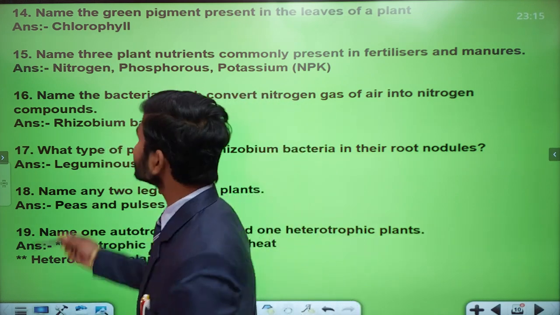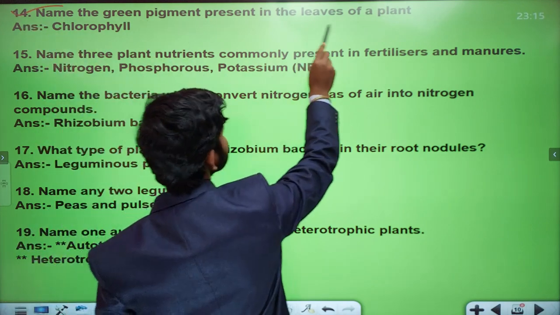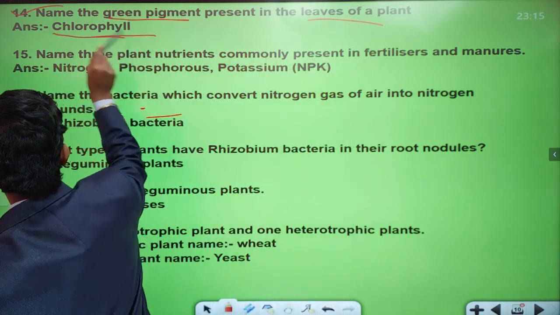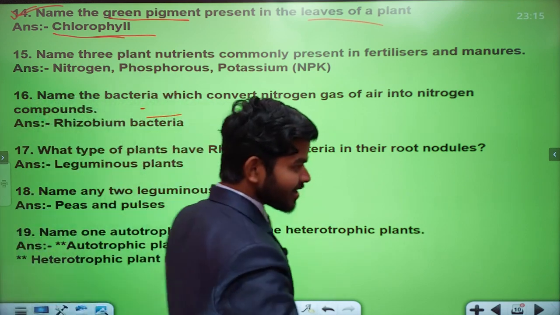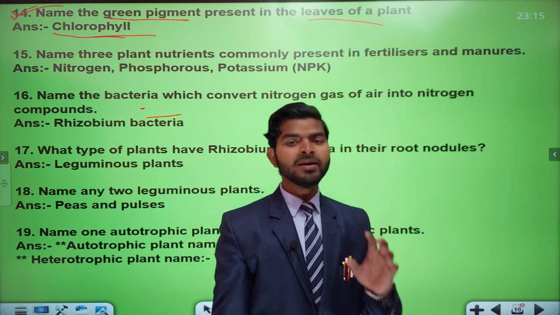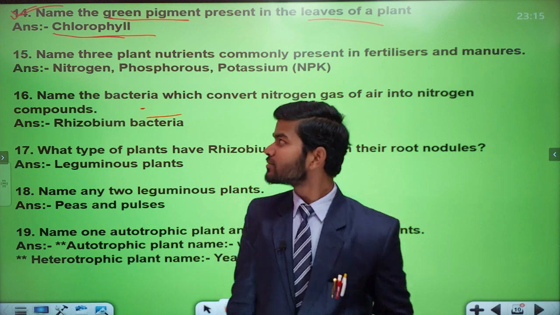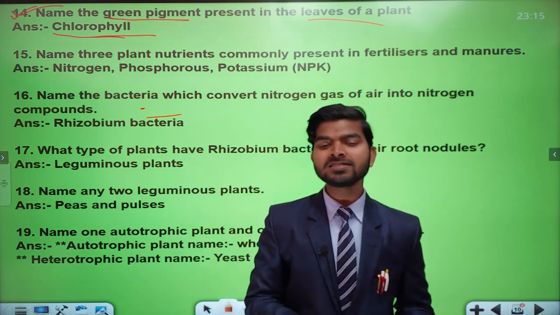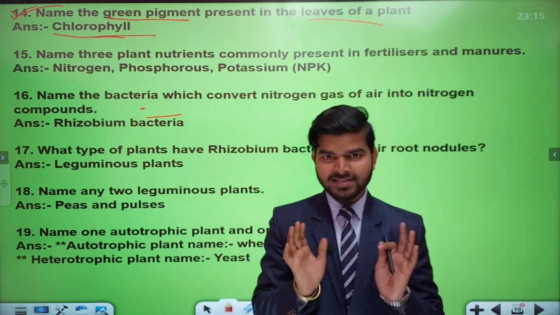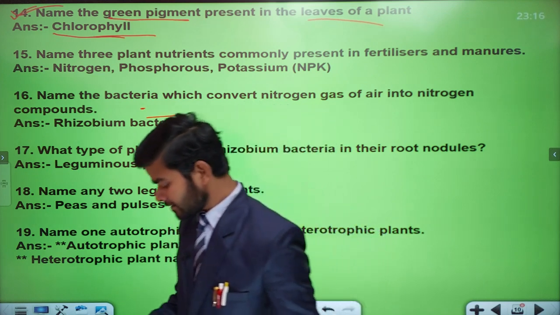The next one, question number 14. What is the question? Name the green pigment present in the leaves of plants. What is that green pigment? The answer is chlorophyll. I have told you why the color of the leaves is green, because they have a green pigment. And what is that green pigment? That is chlorophyll. So the correct answer is chlorophyll, because the question is asking to name that pigment. Chlorophyll is the correct answer.